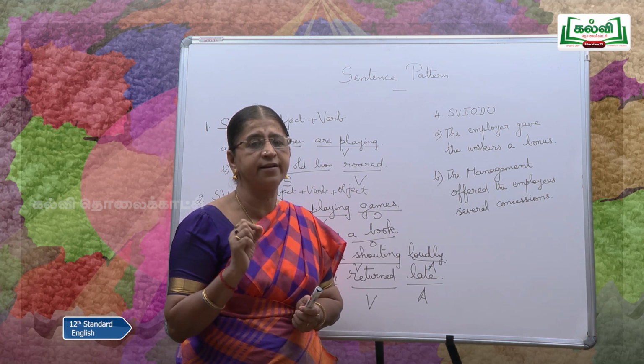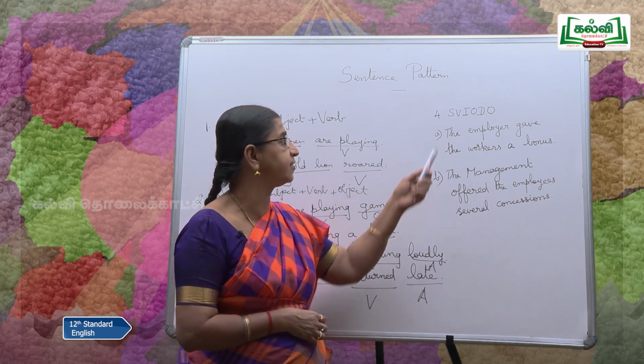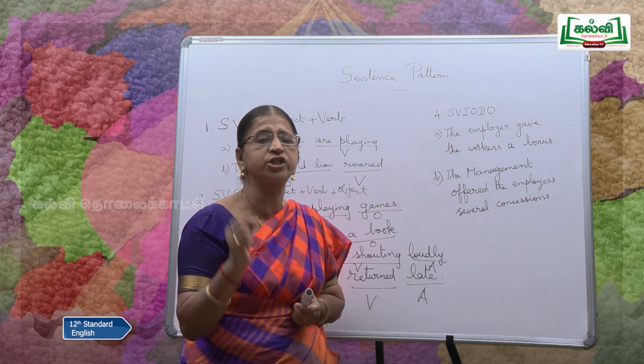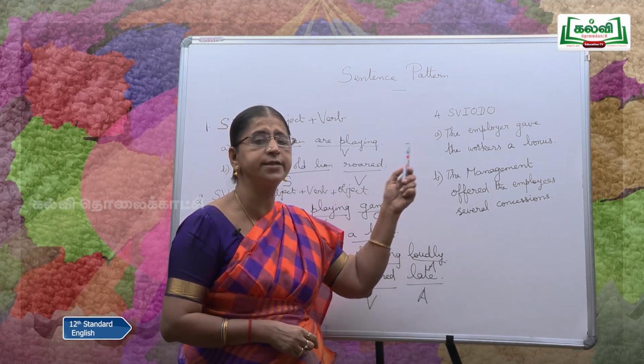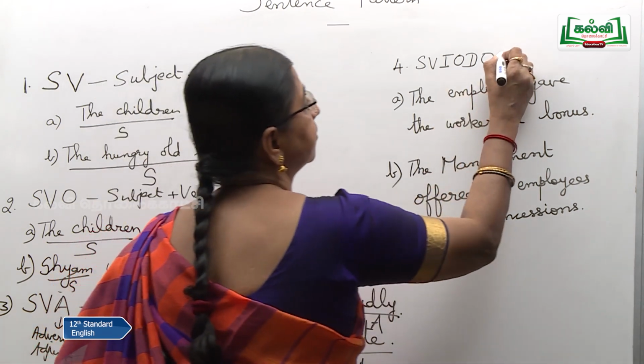The answer obtained is the indirect object represented by IO. Put the question what to the verb. The answer obtained is the direct object. We call it DO. So, bear this in mind.